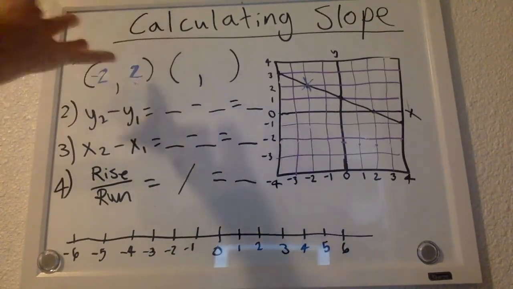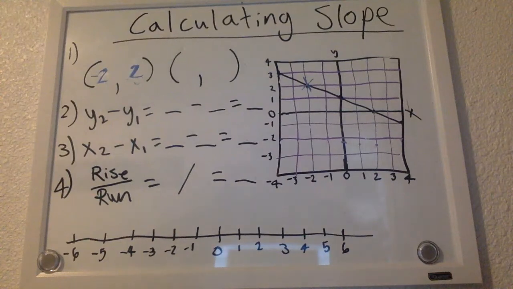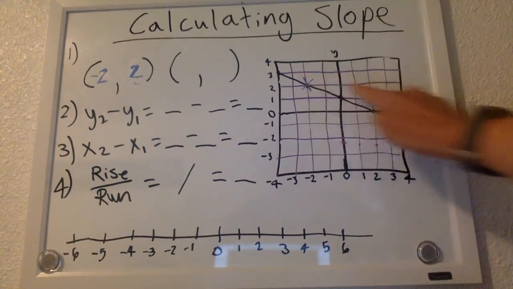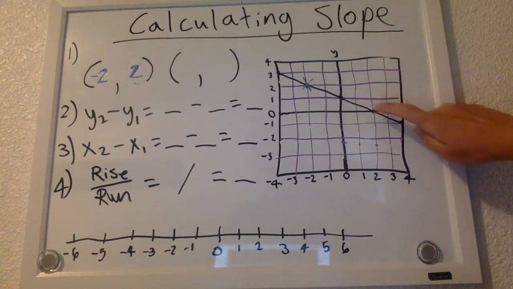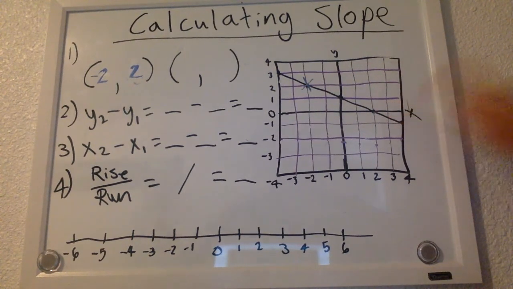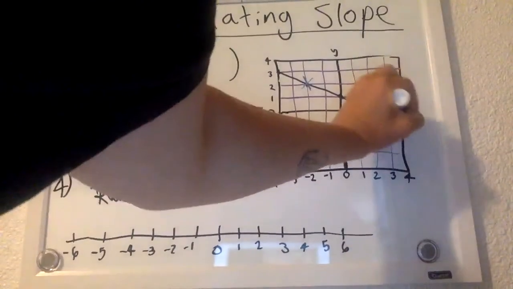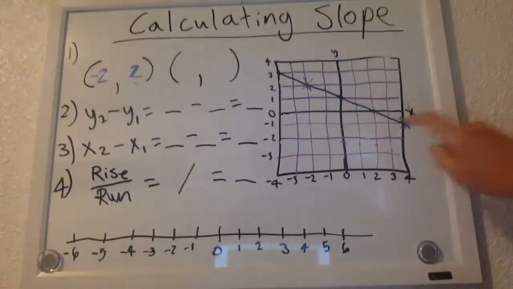That's my first point. Now, the next thing, I'm gonna pick another point. Technically it doesn't matter which point you pick, but one thing that helps make your math easier is to pick a point to the right of your first point. So I'm gonna pick this one over here. I'm gonna mark it again because that's helpful to remember what point I picked.